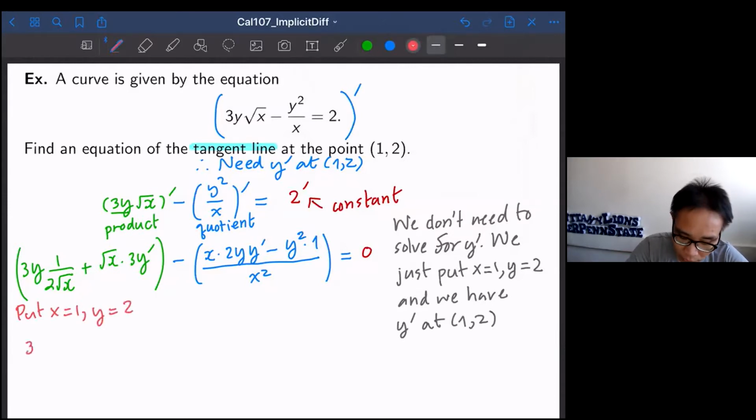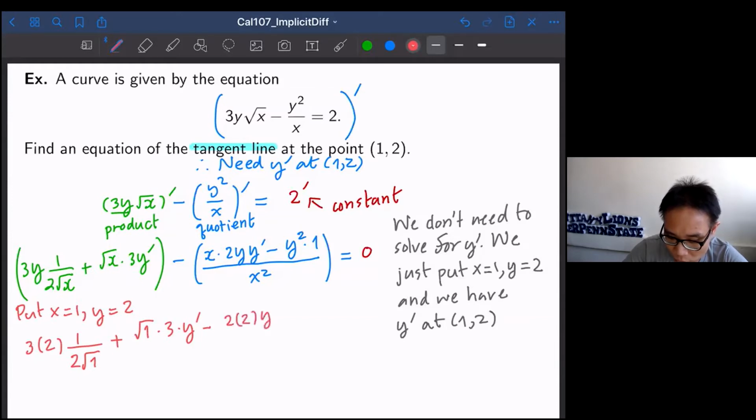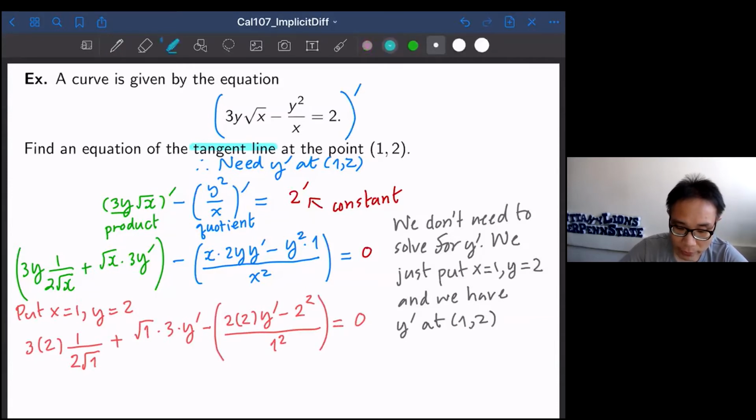So it's going to be 3 times 2, and it's going to be 1 over 2 root 1 plus root 1 times y prime, minus, you have x equal to 1, so it's going to be 2 times 2 y prime minus 2 squared over 1 squared equal to 0. So in this case, you're going to solve for y prime. Let me highlight y prime first.